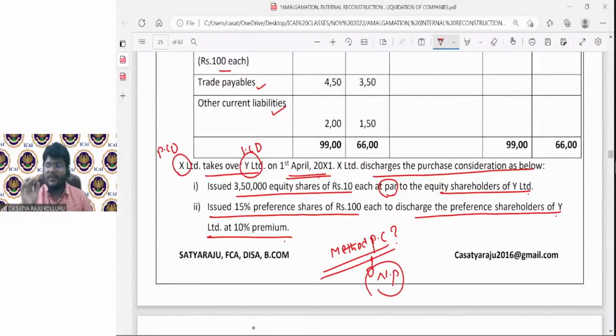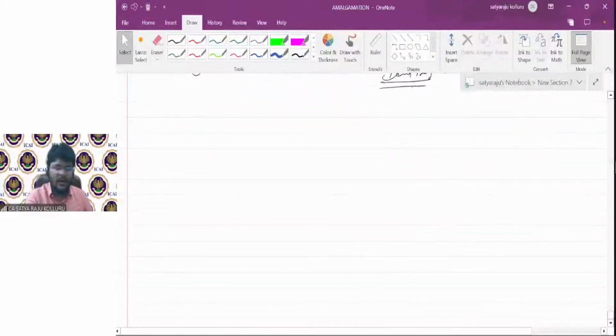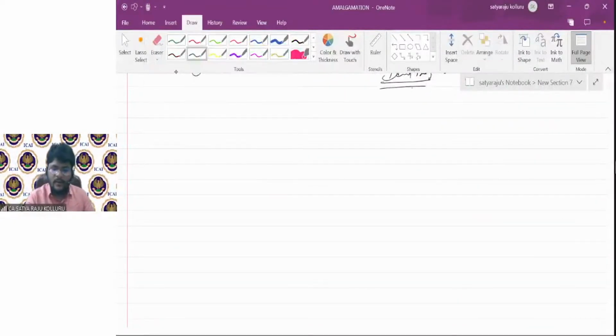Because from the information given in the problem, you can ascertain how much amount is payable to the equity shareholders of the selling company, and how much amount is payable to the preference shareholders of the selling company. In that case, the method of PC is net payments method. Sir, irrespective of the type of amalgamation, PC calculation is the same, right? So first, let me calculate PC in my OneNote quickly without reading any further information. Problem number 9.